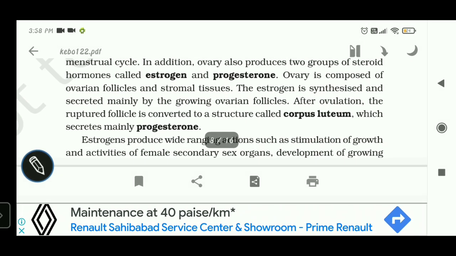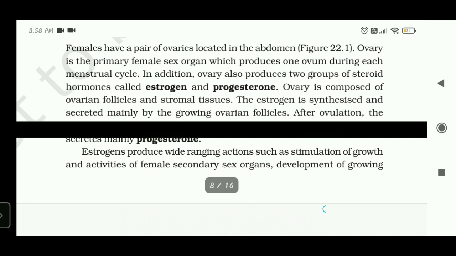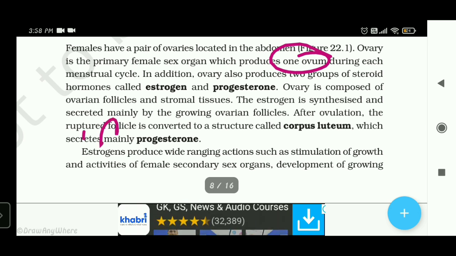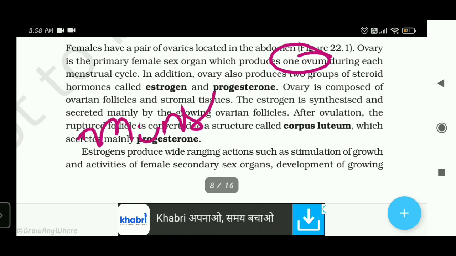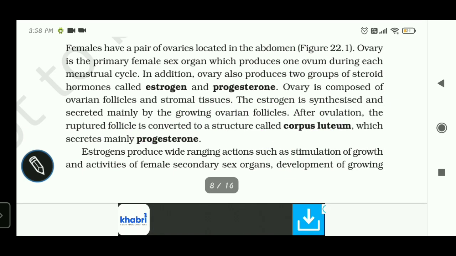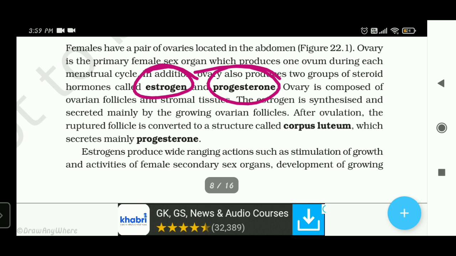Okay, so we have one pair of ovary which is located in the abdomen, and it produces one ovum each time, which is called the menstrual cycle. And in addition, it also produces two groups of steroid hormone, which we call estrogen and progesterone.